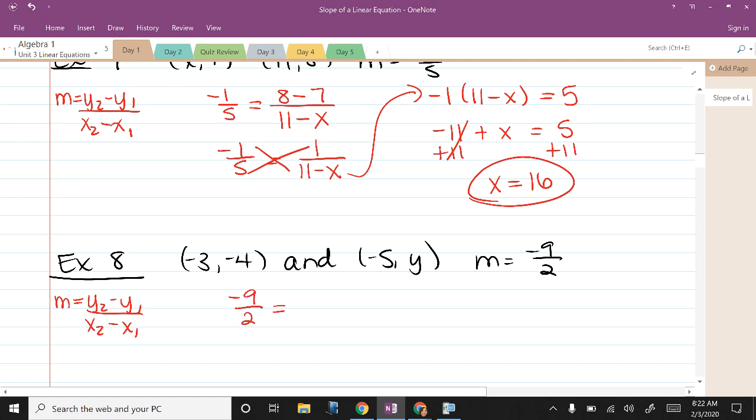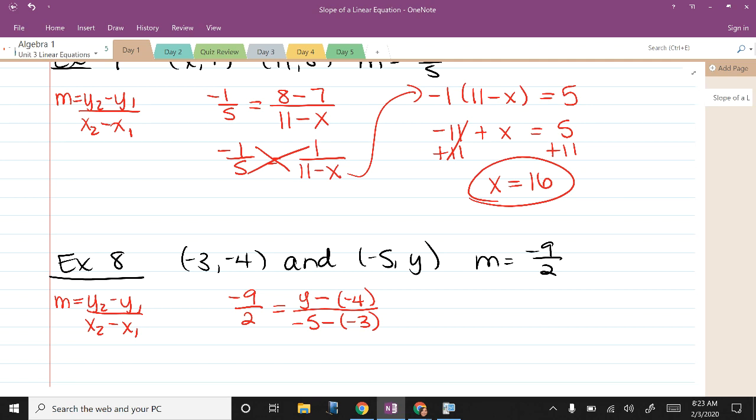-9/2 equals, what is y2? Y. Then we say it's y. Minus, what is y1? -4 over what's x2? -5 minus -3. Any questions about how I plugged everything in?